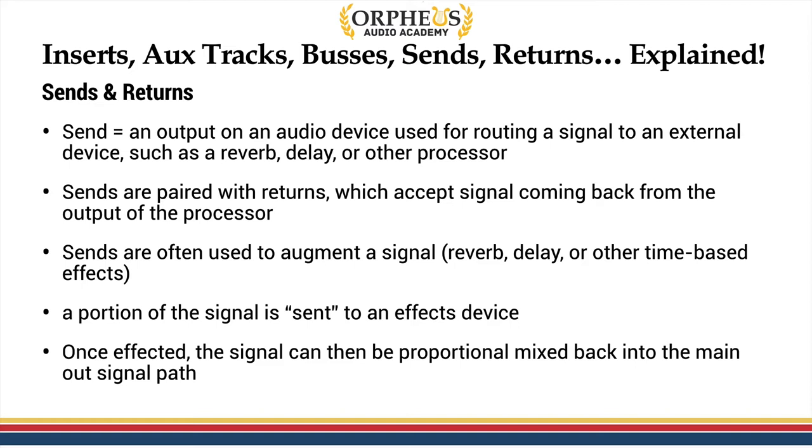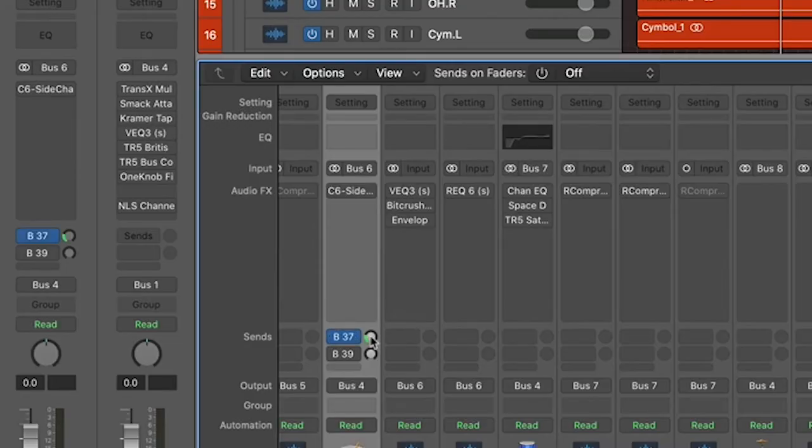Sends are typically paired with returns, which accept a signal coming back from the output of the processor. Sends are also often used to augment a signal, like a reverb or delay. So with sends, you are sending a portion of the signal to a device or an aux track in our case, typically if you're working in the computer or in the box, as it's also known. So you're sending just a copy to be affected, and then it is returning straight back to the original track it came from with the now processed copy. And so you can use the little knob to control how much of the signal is being sent to be affected versus how much is dry.